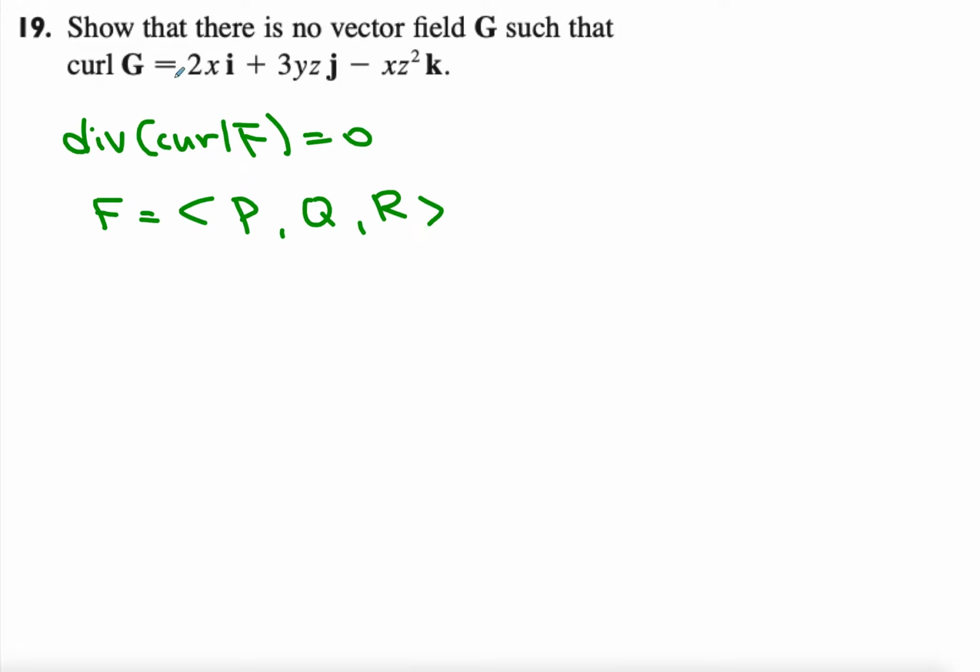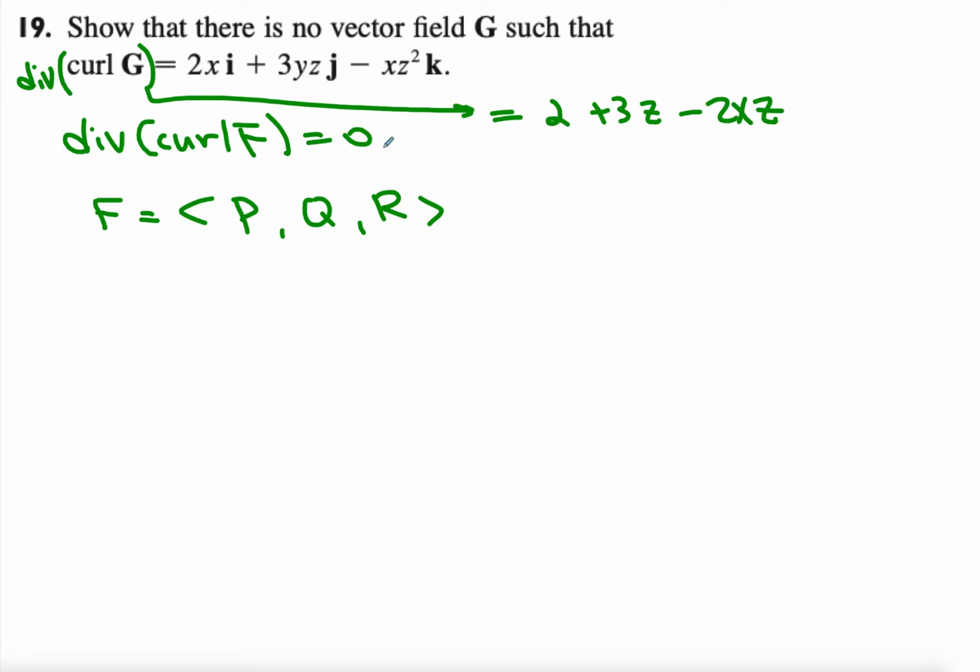So what I'm going to do is show that if there's such a vector where curl is this, I'm going to get the divergence of this. So as here, what is that equal to? Partial against x becomes 2, and then against y becomes plus 3z. Against z becomes minus 2xz. Is that equal to 0? No, they're not. So therefore, there is no such vector field G where the curl becomes this way.